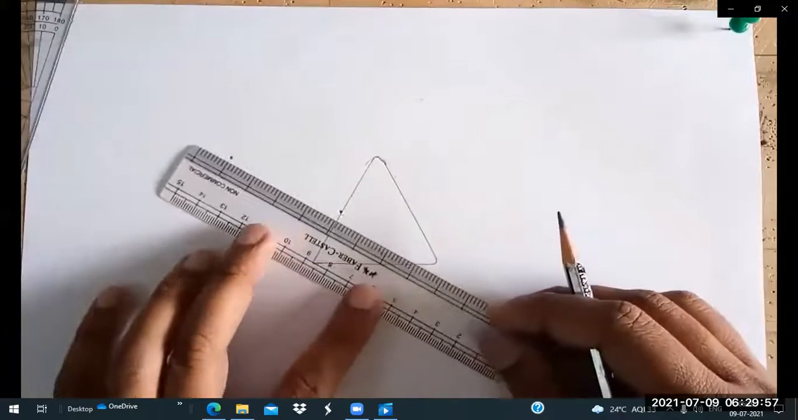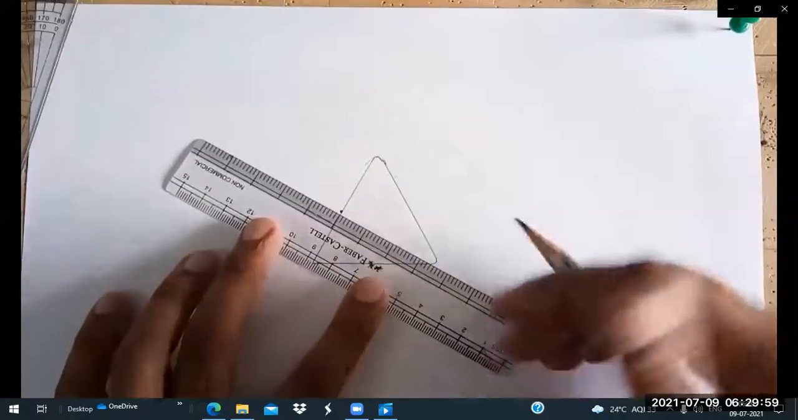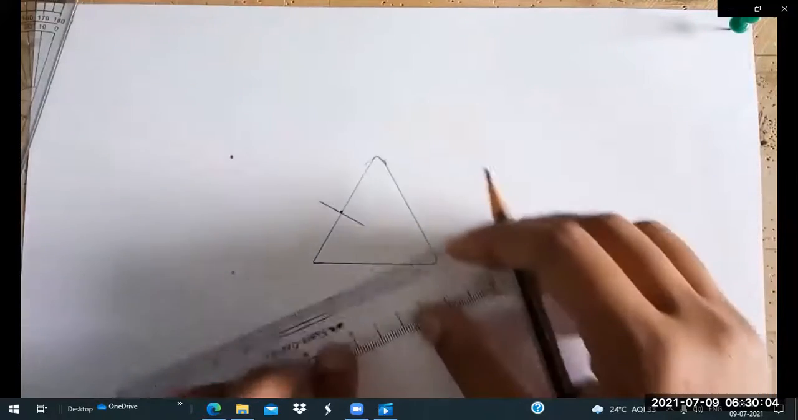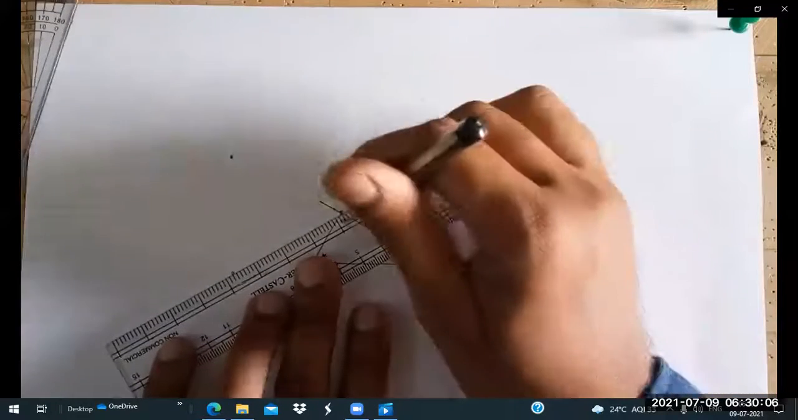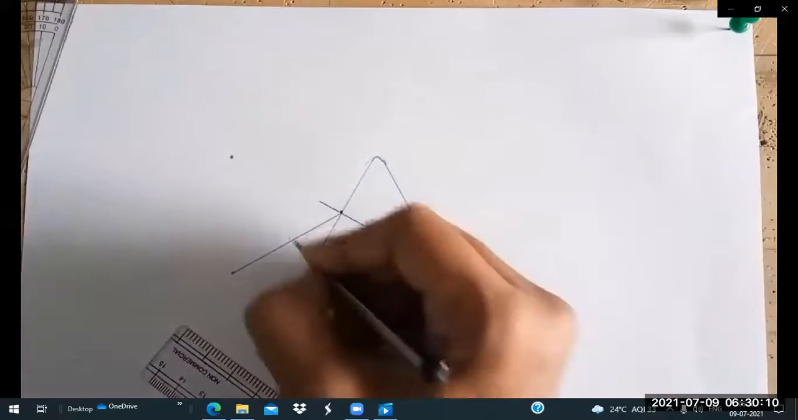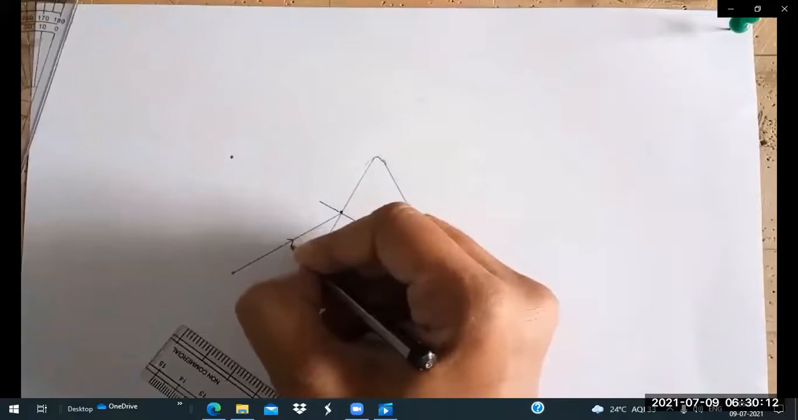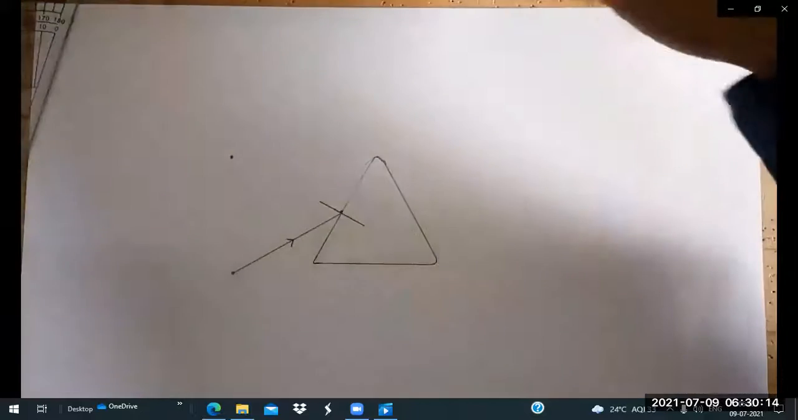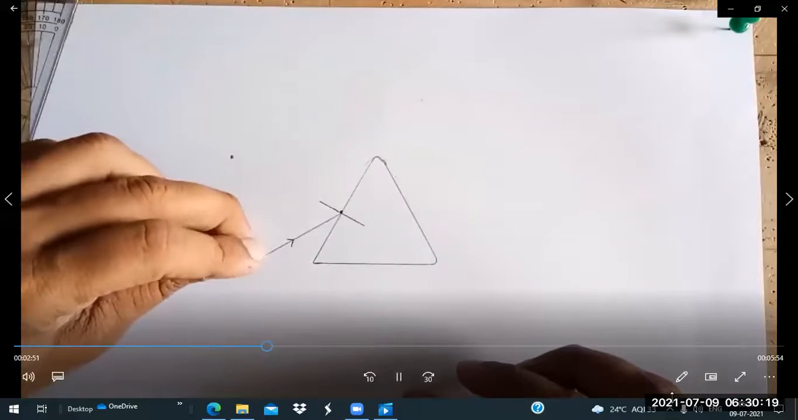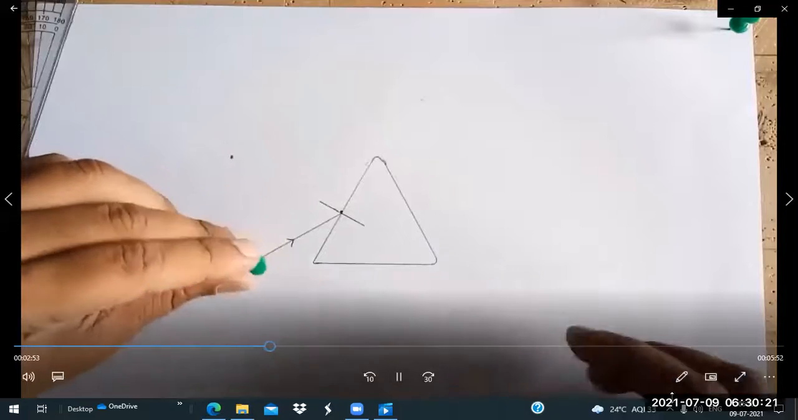Now, this would be your normal, and this would be the angle of incidence, right? Okay. Now, two pins, you are supposed to fix over here on the incident ray.